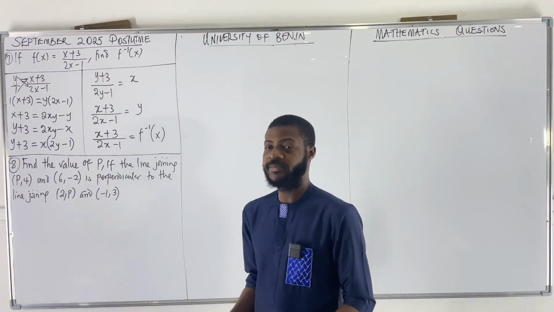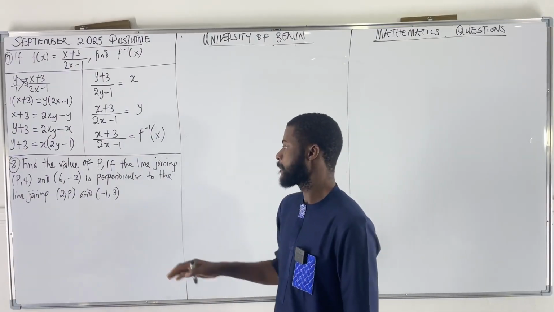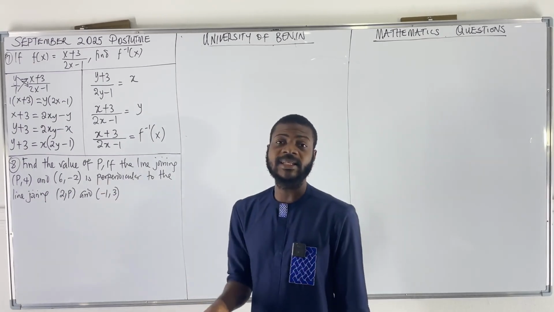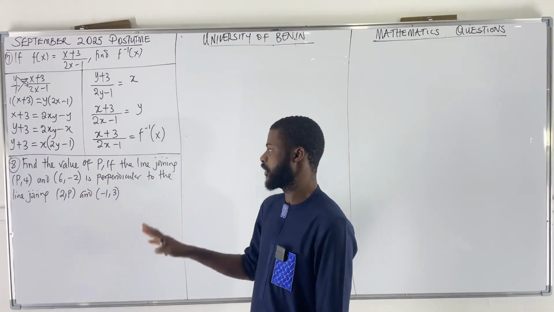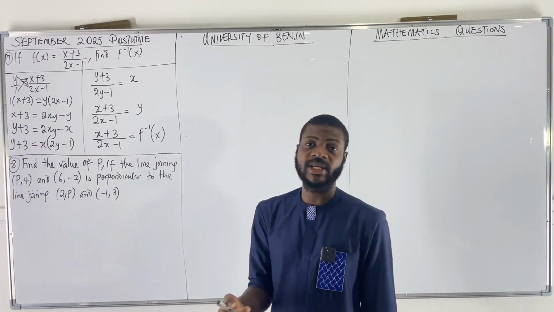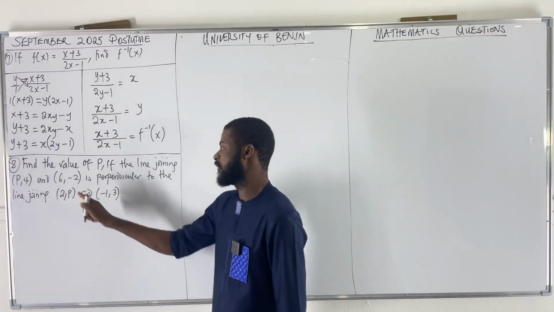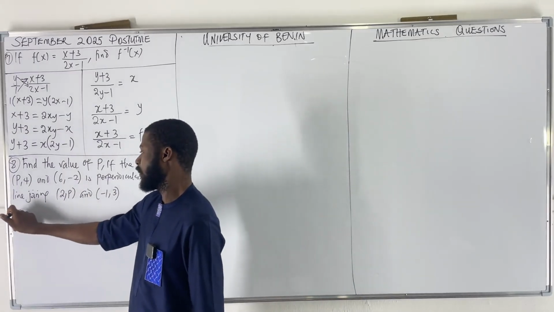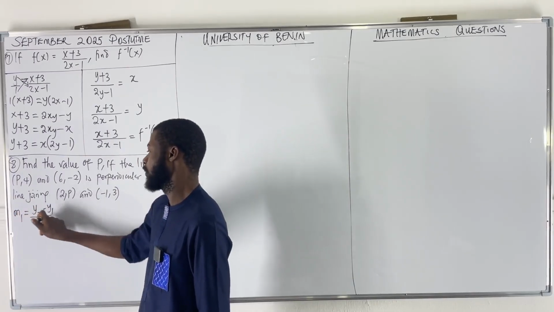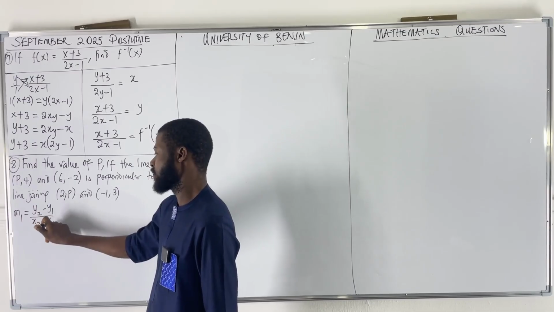You need to remember that if two lines are perpendicular, the product of their gradients is minus 1. So this topic is coordinate geometry. Whenever you are dealing with perpendicular lines, the product of their gradients is minus 1. So let's find the gradient of the first line. Let's call that one m1. The formula for gradient is y2 minus y1 over x2 minus x1.